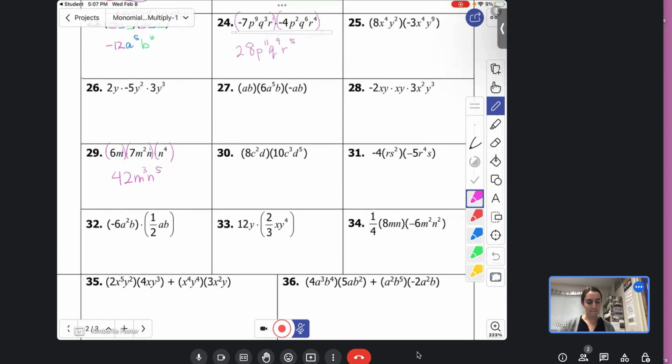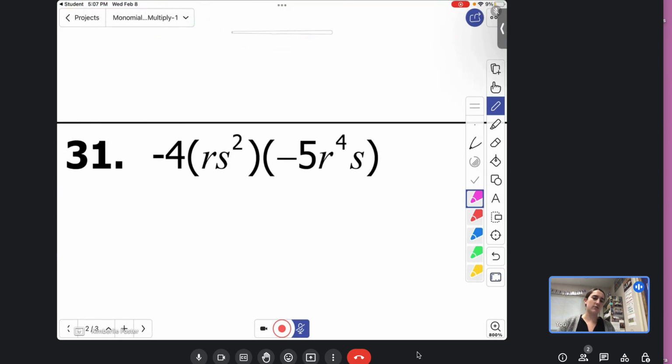Okay. This one here just has a random -4 on the outside. Same thing. Multiply our coefficients. So -4 and -5 is going to be 20. There's invisible one here, invisible one here. So 20 R to the 5th, S to the 3rd.